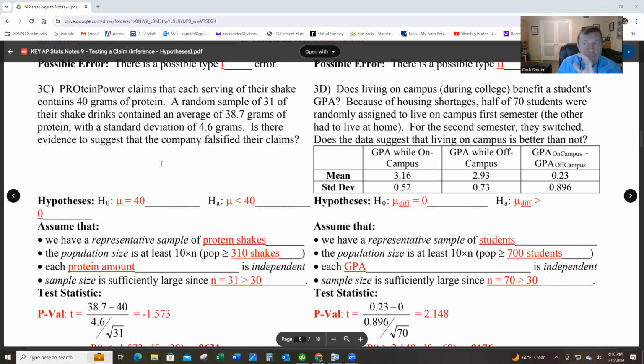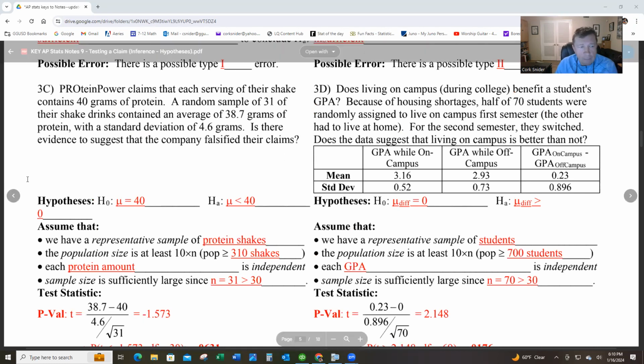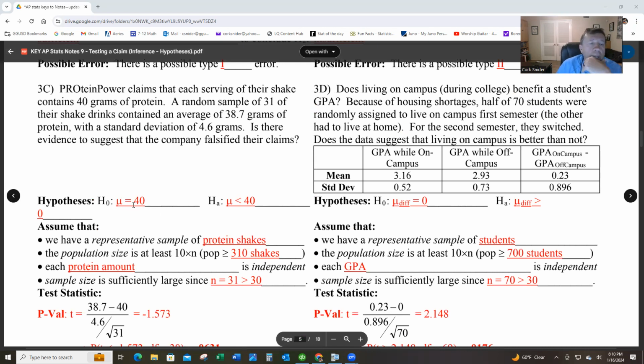All right, this is not a proportion. This is a mean. Okay, so H0, the claim is 40. You think it's less than 40. Again, here are our assumptions. Because we have a large sample size, the CLT will ensure normality, but you guys should know how to do these by now. Now, this is a little different. This is a test for a mean.